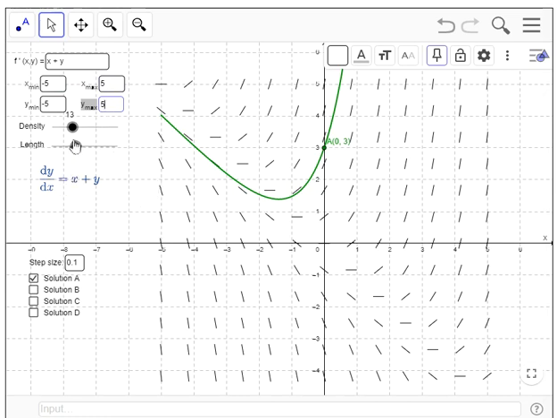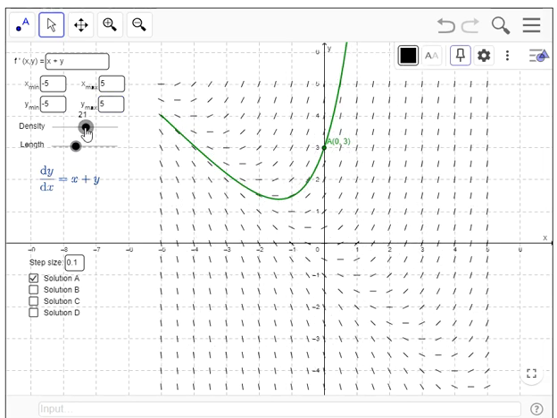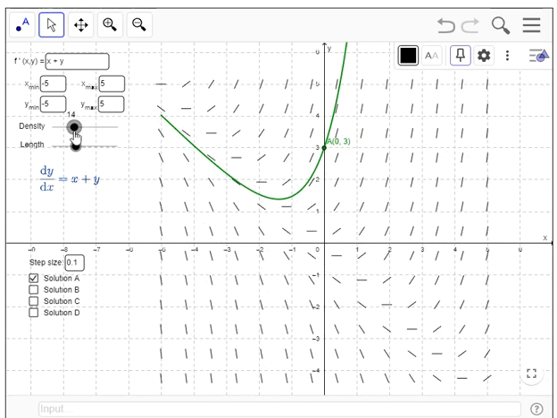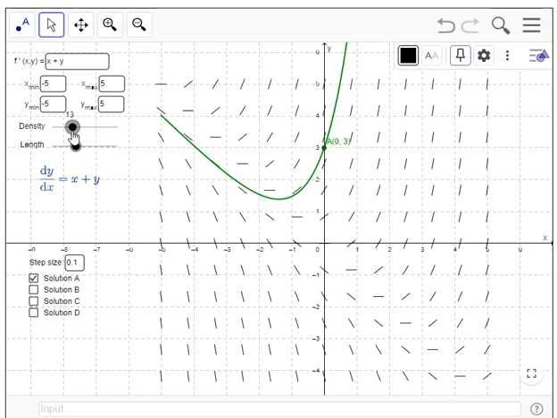Okay, you can change the density of the slope fields by adjusting this bar right here. So moving it to the right gives you more slope fields, but it may be a little bit more confusing to see that way. So I've set it to where I have it right now.